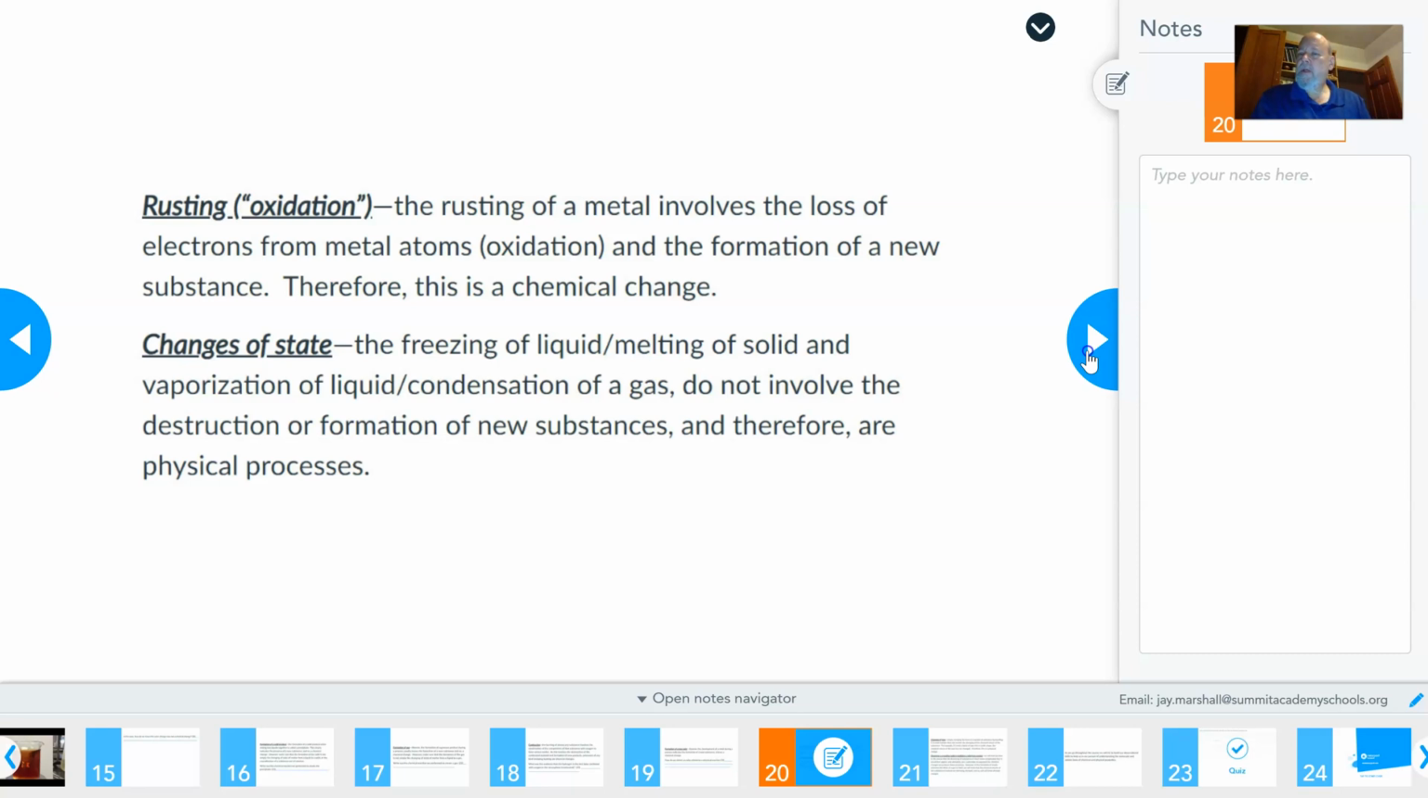One other chemical change is oxidation or rusting. The rusting of metal involves the loss of electrons from metal atoms and the formation of a new substance. So this is a chemical change.